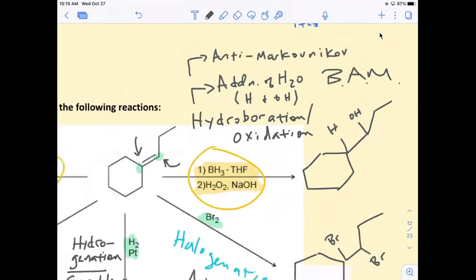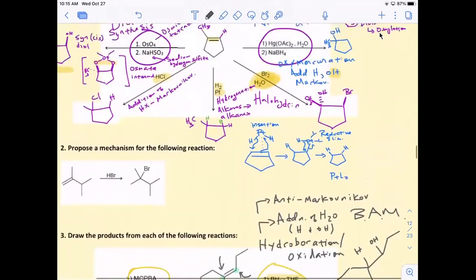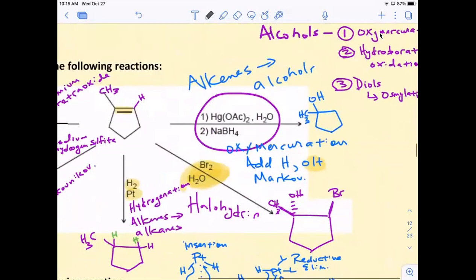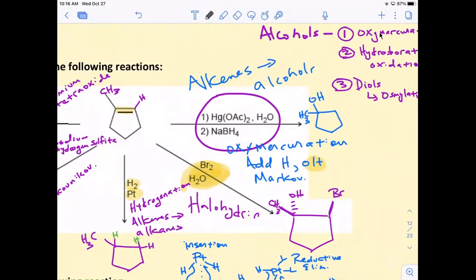All right. The other way to do it is up top that we talked about. We mentioned it yesterday, which is to use oxymercuration. So this is Markovnikov addition of water, H and OH.